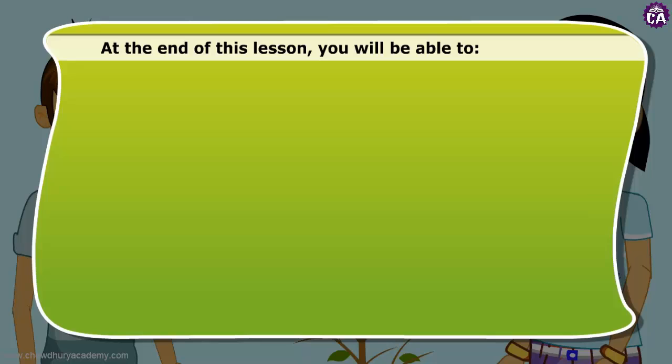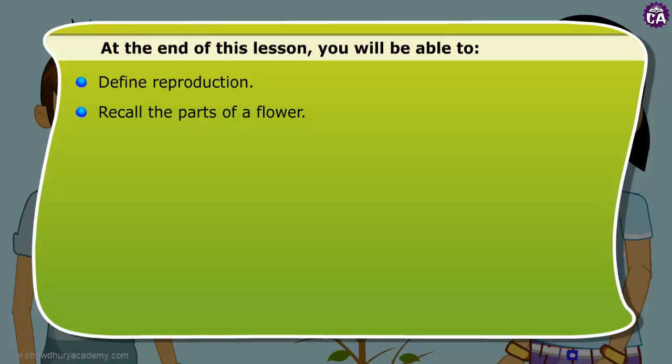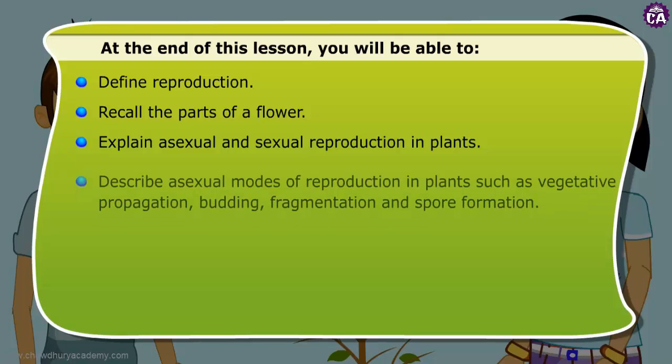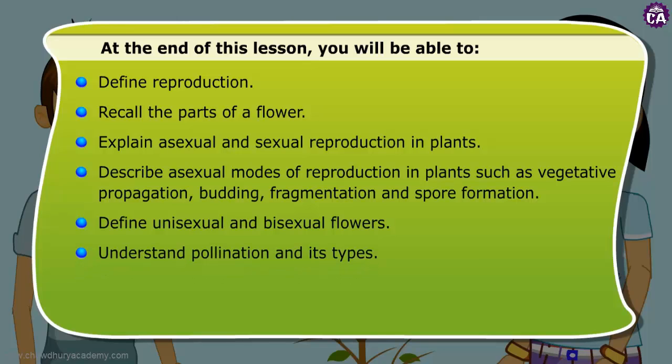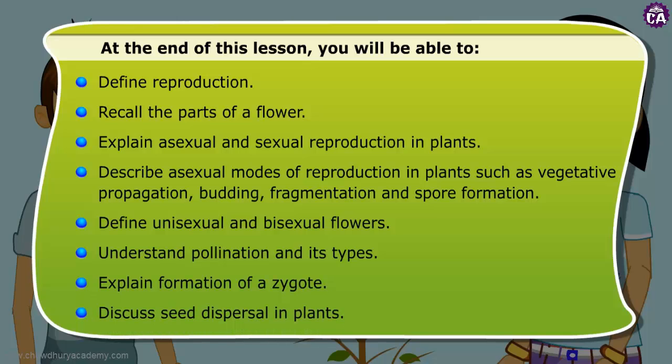At the end of this lesson, you'll be able to define reproduction, recall the parts of a flower, explain asexual and sexual reproduction in plants, describe asexual modes of reproduction in plants such as vegetative propagation, budding, fragmentation, and spore formation. Define unisexual and bisexual flowers, understand pollination and its types, explain formation of a zygote, discuss seed dispersal in plants.